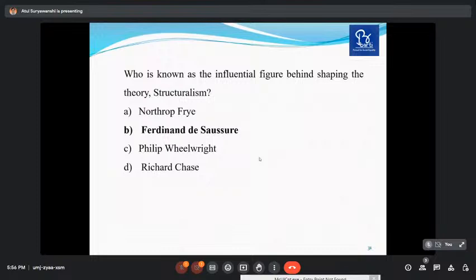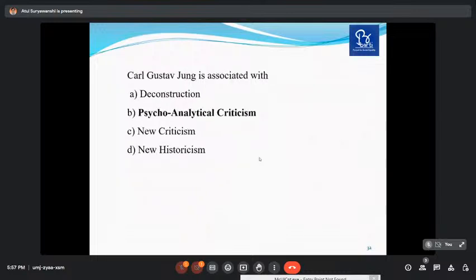Who is known as the influential figure behind shaping the theory of structuralism? Structuralism is associated with the French linguist Ferdinand de Saussure. He states in his book, Course in General Linguistics, which he published, and in that book he deals with the theory of structuralism, which focuses on the word and the sentence structures in the text.